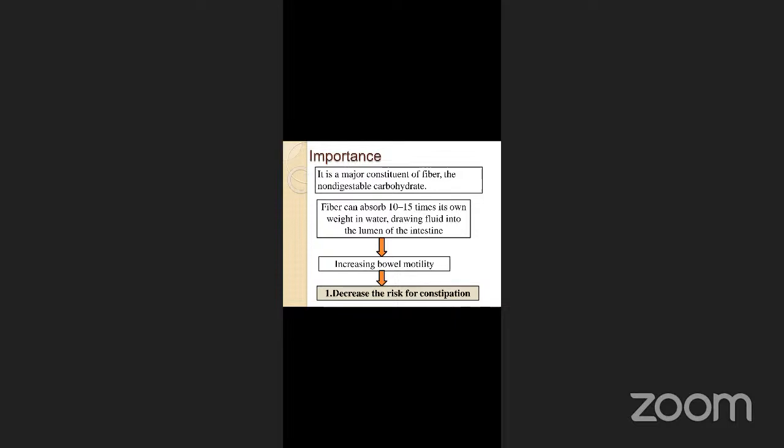Fiber, undigested carbohydrate, is nothing but the fiber, which cannot be digested. So this fiber can absorb 10 to 15 times its own weight in water. That means suppose it is 1 gram, it can absorb 15 grams of water, like that. So in the intestine, this will increase the motility.